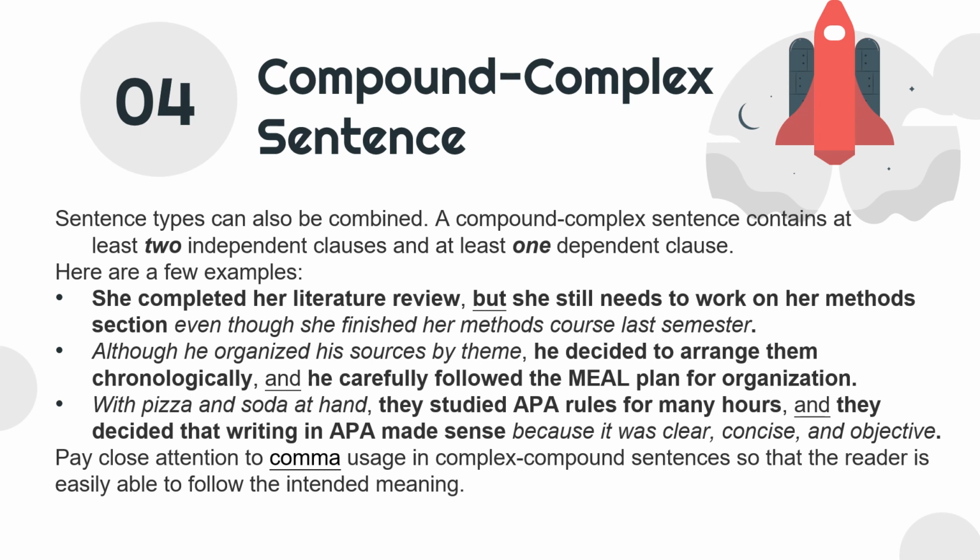The last discussion is the compound complex sentence. Sentence types can also be combined. A compound complex sentence contains at least two independent clauses and at least one dependent clause. For example, she completed her literature review, but she still needs to work on her methods section even though she finished her methods course last semester.